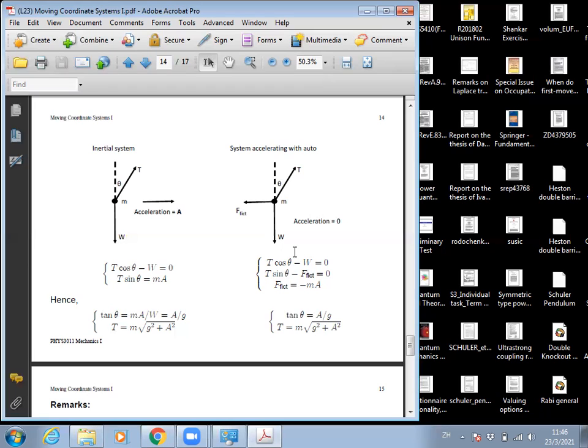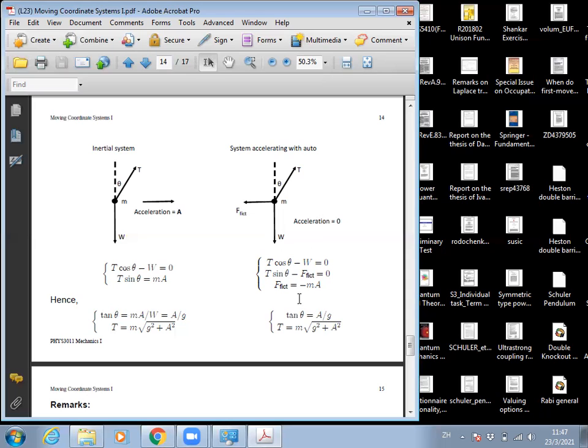Since the whole mass is static, is stationary, there is no net force acting on the particle. No net horizontal force, no net vertical force. So we have three equations here. Then we try to eliminate the fictitious force and also eliminate the tension.